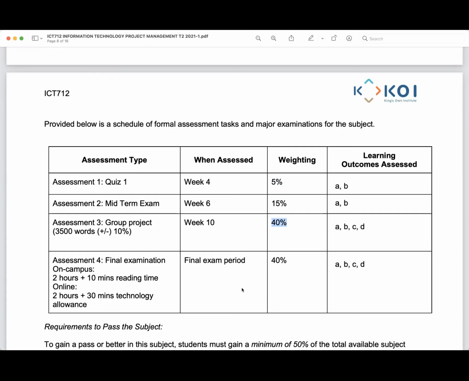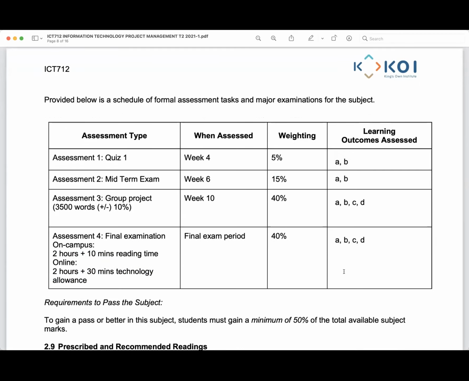And obviously there's a final exam, whether it's face-to-face or online, something to be discussed down the track. We'll learn about that a bit later.